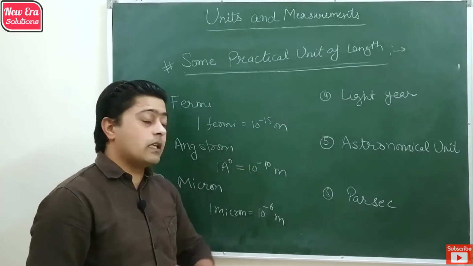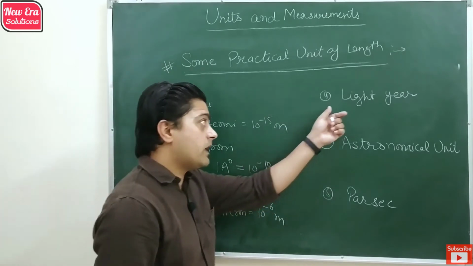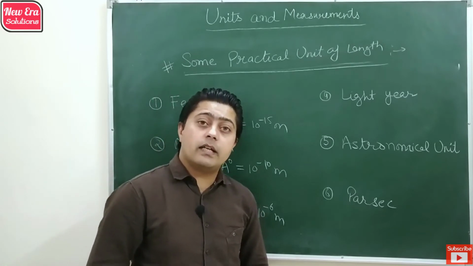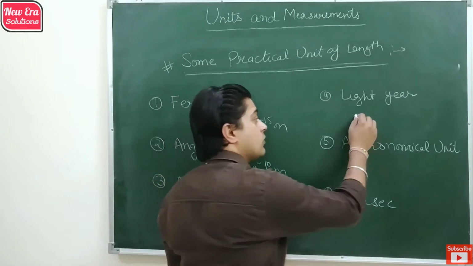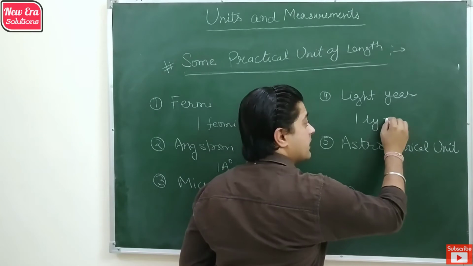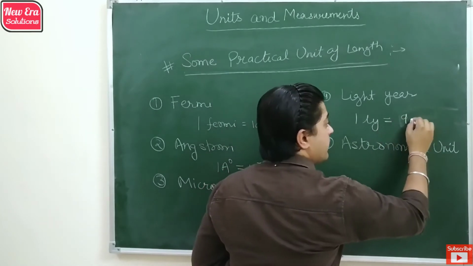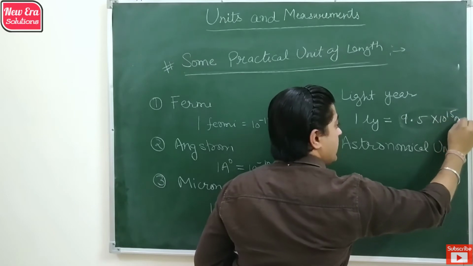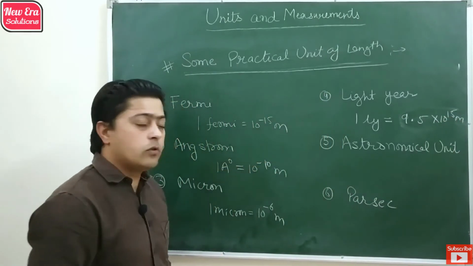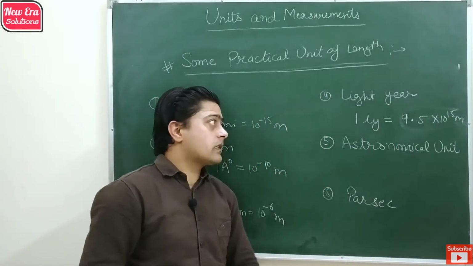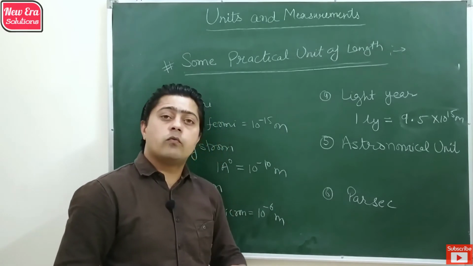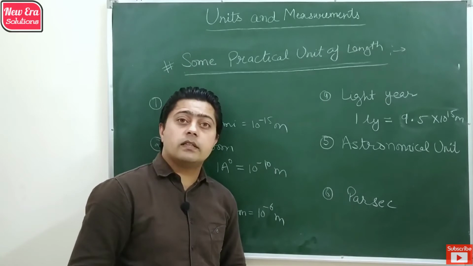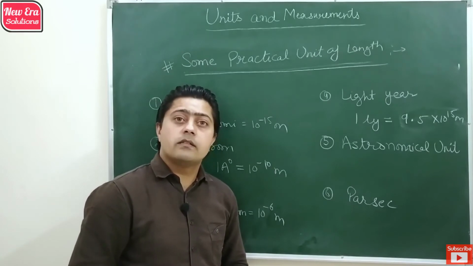Then to measure large distances we have the unit light year. Light year is the distance covered by light in 1 year. So 1 light year is equal to 9.5 into 10 raised to power 15 meter. So this is the distance covered by light in 1 year. That unit is used to measure the distance of planets or stars.